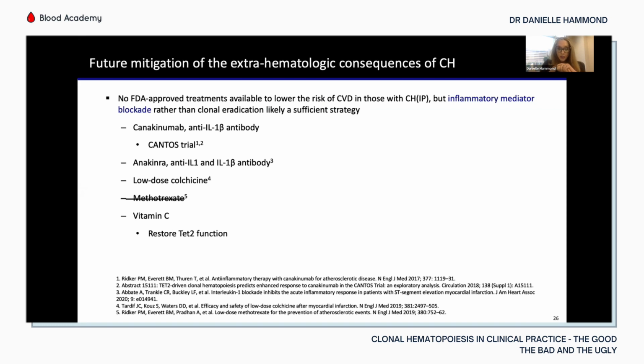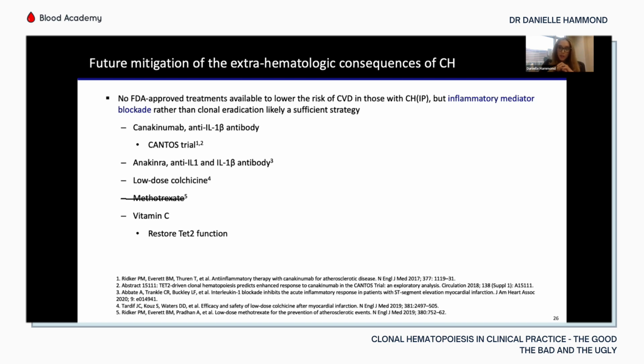It was actually originally used in the CANTOS trial, and this was before this connection between clonal hematopoiesis and cardiovascular disease was known. But they ad hoc went back and looked at patients that benefited in terms of secondary prevention of cardiovascular events following a myocardial infarction. And the patients that benefited most in terms of preventing subsequent cardiovascular events were those that actually had TET2 mutated clonal hematopoiesis. And low-dose colchicine likewise has been shown, again, in the absence of selection for clonal hematopoiesis, to be effective in secondary prevention for cardiovascular events.